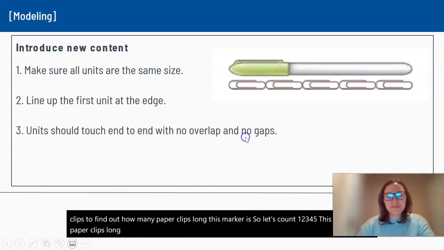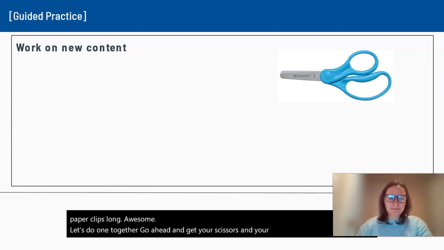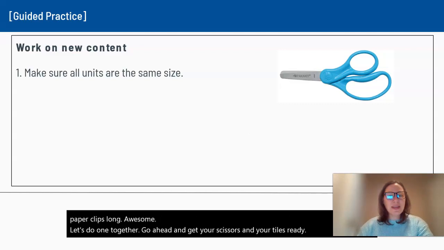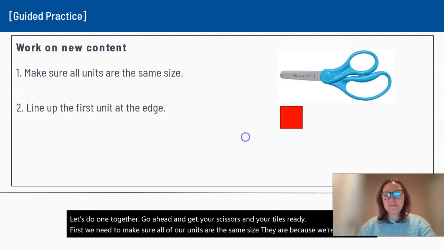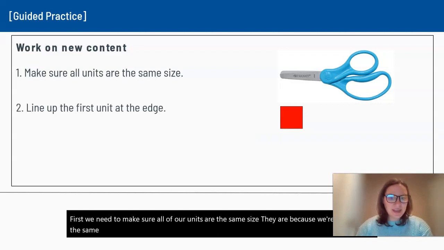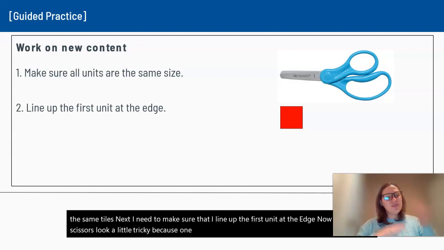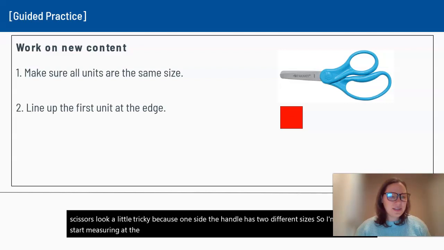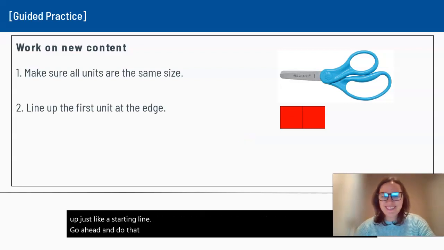Awesome. Now let's do one together. Go ahead and get your scissors and your foam tiles ready. First, we need to make sure all of our units are the same size. They are, because we're using all the same tiles. Next, I need to make sure that I line up the first unit at the edge. Now, these scissors look a little tricky because one side, the handle, has 2 different sizes. So I'm going to start measuring at the cutting part because that looks a little simpler to line it up. So I'm lining it up just like a starting line. Go ahead and do that with yours too.